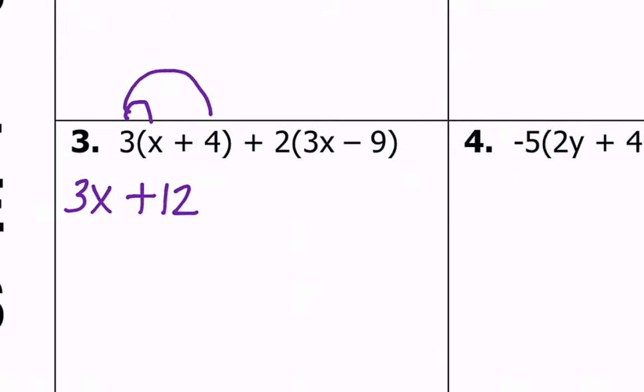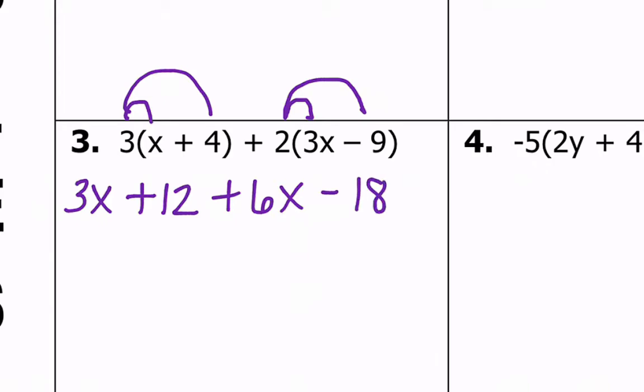All right, now let's do our second set of distribution. I'm going to take this +2 and multiply it by this 3x. 2 times 3x, so 2 times 3 we know is +6, and we can't forget about our x. So 2 times 3x is 6x. In our last part, we're going to take this positive 2 and multiply it by this negative 9. 2 times negative 9 is a negative 18.